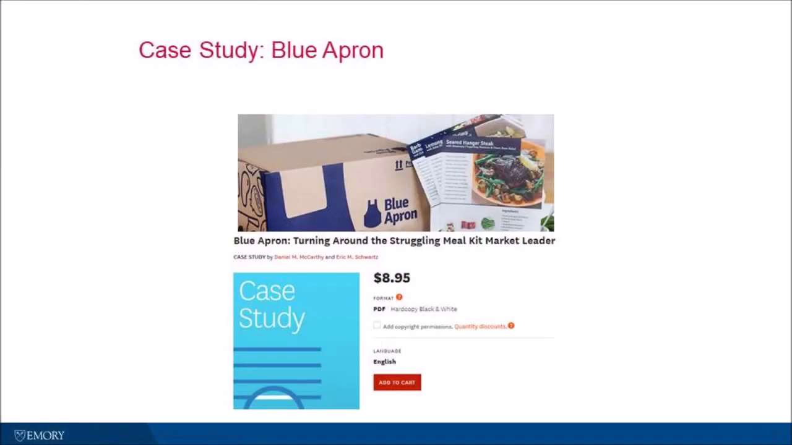So imagine we were to think about retention rates in the context of Blue Apron. This is a meal kit delivery business that I've spent a good amount of time thinking about. I've written a case study that's available through Harvard Business Publishing that I highly recommend with University of Michigan professor Eric Schwartz called Blue Apron, Turning Around the Struggling Meal Kit Market Leader. And one of the big things that we focus on in this case is exactly retention.